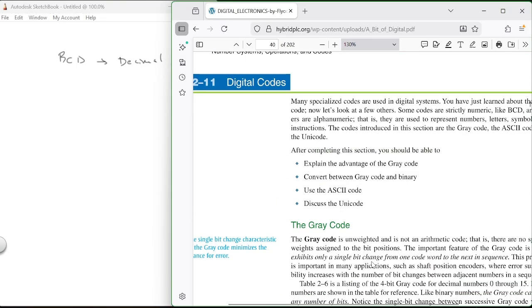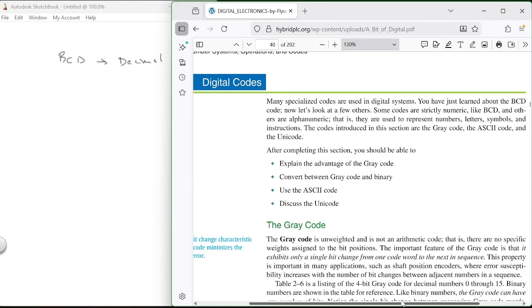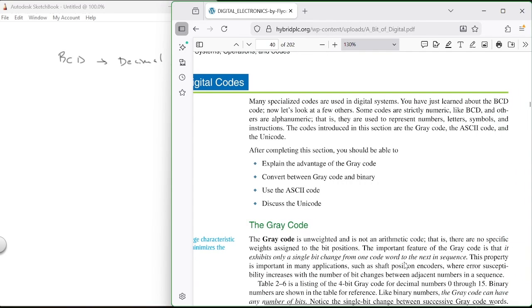Digital codes. Why would we have codes? It's flu season, right? Everybody's got a code today. No, that's a different kind. This is gray code. Now, why would we have gray code?